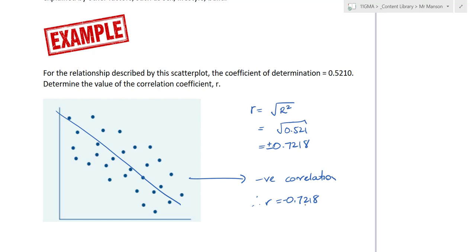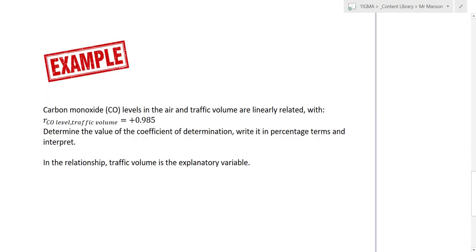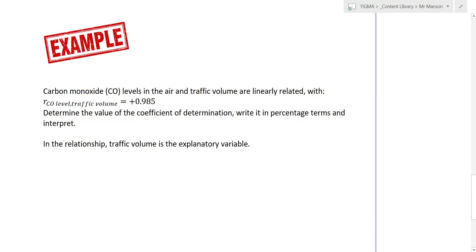A couple more really easy examples. Carbon monoxide, CO2 levels in the air, and traffic volume are linearly related. So that is the amount of carbon monoxide in the air against traffic. Which one do you think is the explanatory variable?